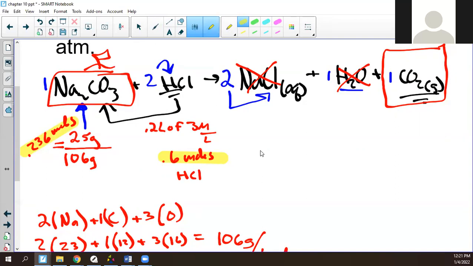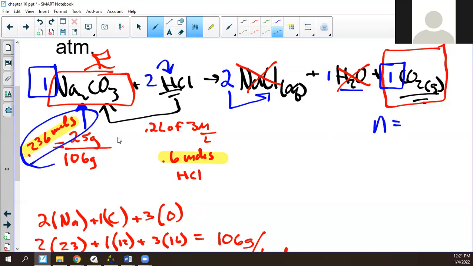Does that sound familiar? Okay, now it's really not bad from here. Are we ready? What number is in front of Na2CO3? A 1. What number is in front of CO2? A 1. So the N is equal to this number. 0.236 moles.